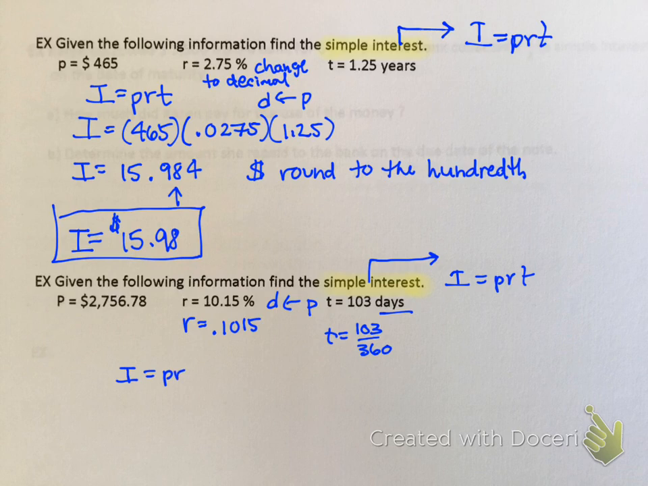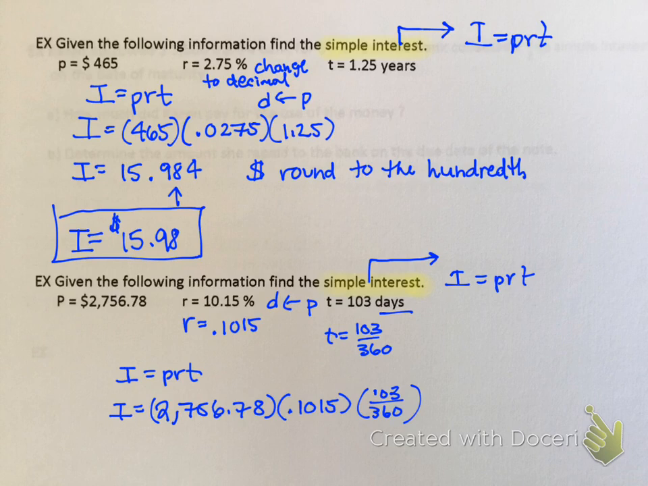So I equals PRT. I equals the principal, which is $2,756.78 times the rate, which is 0.1015, times the time, which is 103 over 360. Okay, when plugging this into your calculator, you are going to do the division first. Take 103 divided by 360, get that value, and then multiply it by 2756.78 times 0.1015.